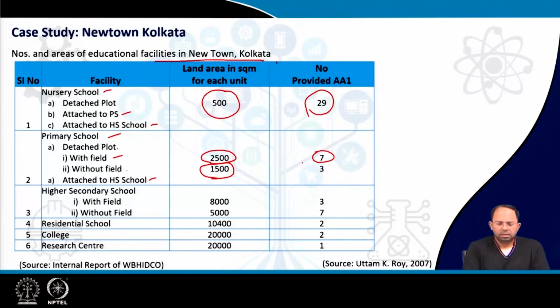A total of 7 of these schools with fields were created and 3 without fields. Higher secondary schools with field were given around 8000 square meters, whereas without field 5000 square meters. Again, you can see the numbers as well. Along with that, residential school area was reserved, college area was reserved at 20,000 square meters, and a research center area was reserved at 20,000 square meters.